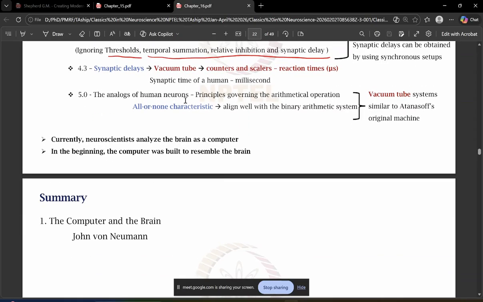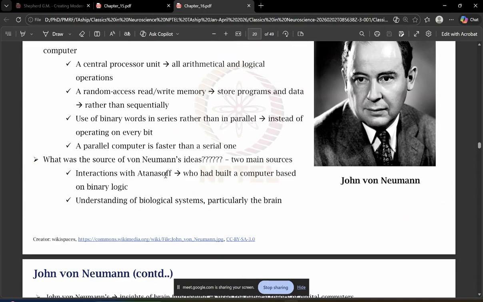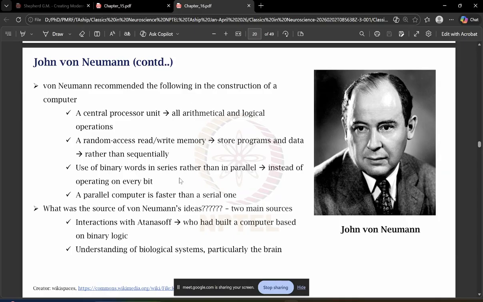So, on the basis of these descriptions that von Neumann had provided, it is speculated that he probably used his understanding of biological systems to come up with his ideas for the construction of a digital computer.